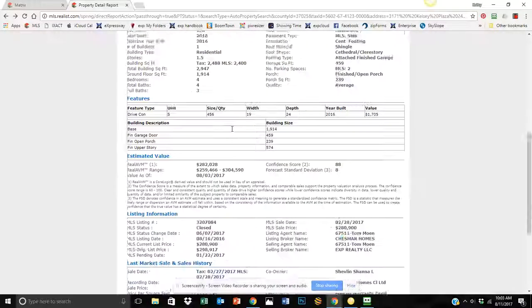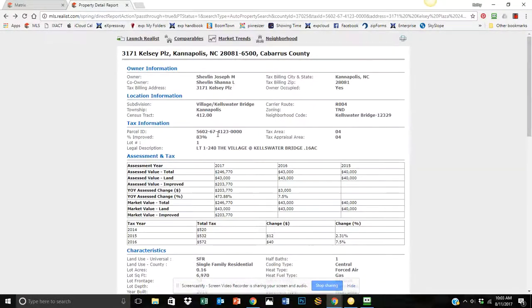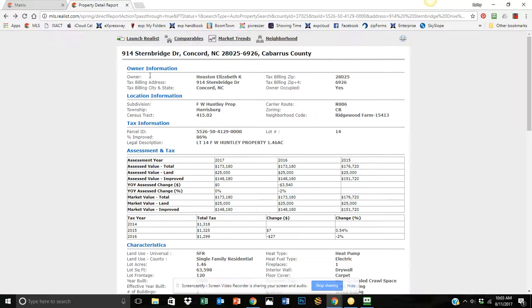Let's see this guy here. So this guy, he bought his house in 2017, and the purchase price was 281, and his mortgage was 249.9. So you can see that this guy didn't put much down. He's not ready to sell because he just did. So he's not a very good example. But that's my point. It's the difference. Not everyone is going to look the same.